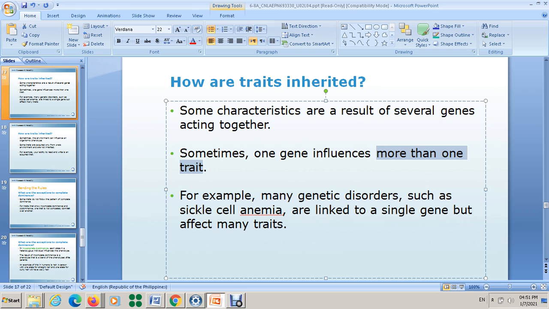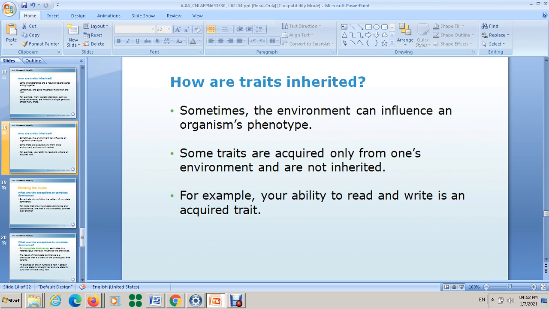Let's talk about this one here. This is an example. Many genetic disorders such as sickle cell anemia are linked to a single gene but affect many traits. It's only one gene, but this gene will affect many traits. It's not responsible for only one trait, it is responsible for more than one trait. I'll give you another example mentioned in your book.